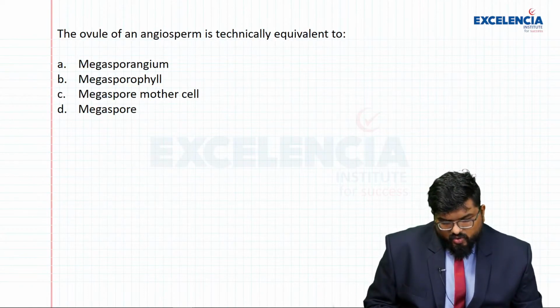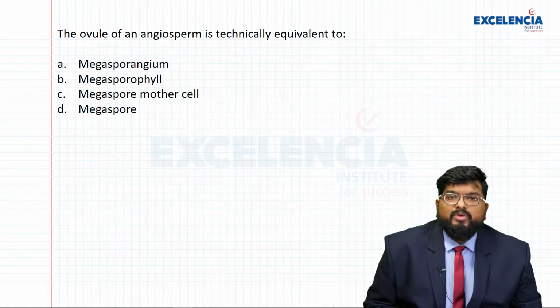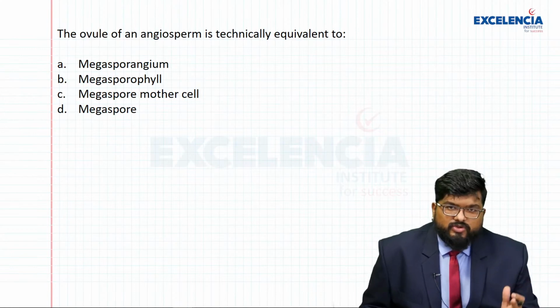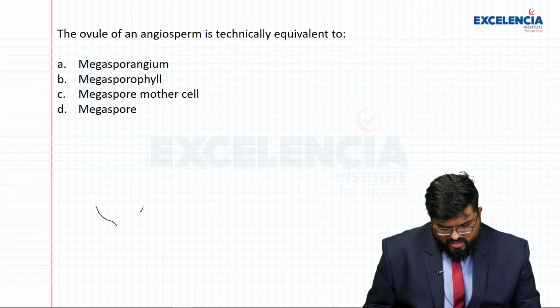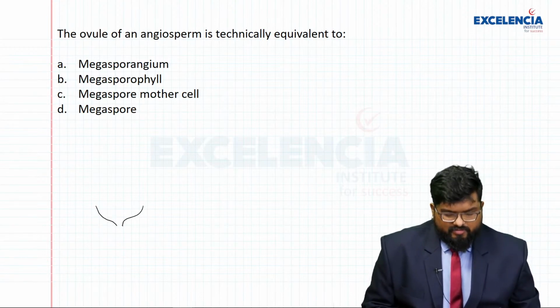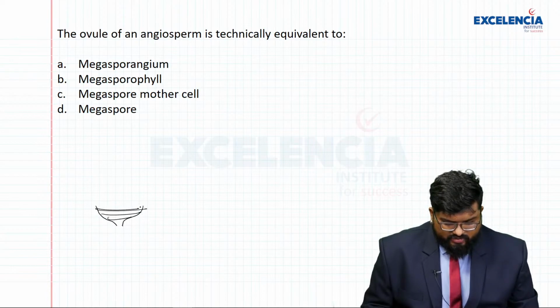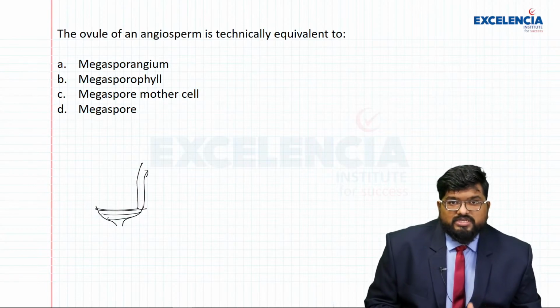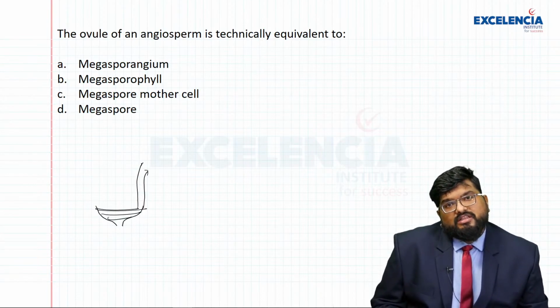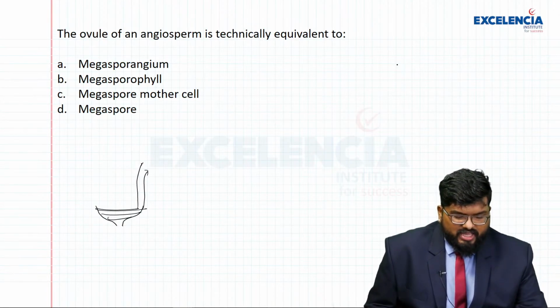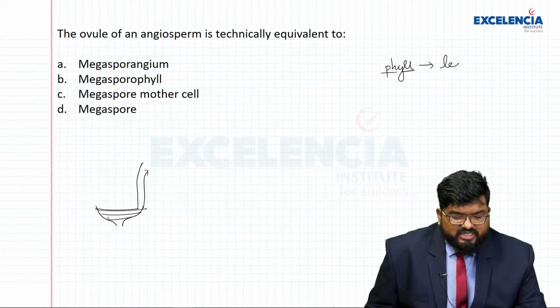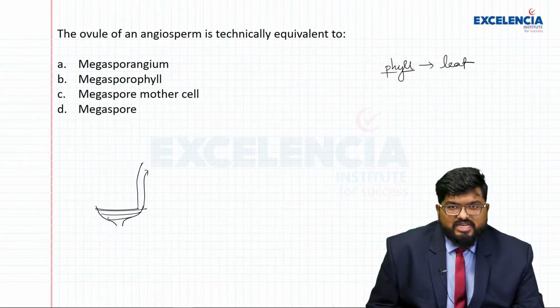Next, what we have is the ovule of an angiosperm is technically equivalent to. So let us look at the angiospermic structure. So recall that the flower is borne on the thalamus, isn't it? Yep. And thalamus is nothing but condensed internodes. So from every node here, what you get is a structure, a part of the flower. So flower is nothing but a modified shoot. So whatever components you are seeing with the flower, they also carry a term which is called phyll, right? Which means leaf, correct? Phyll means leaf.